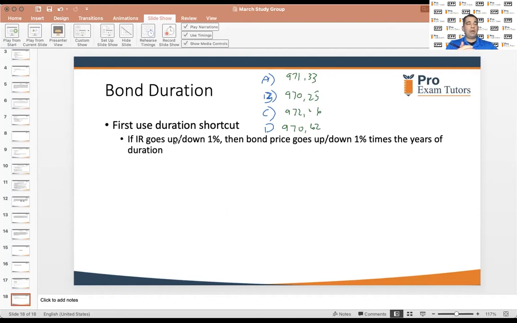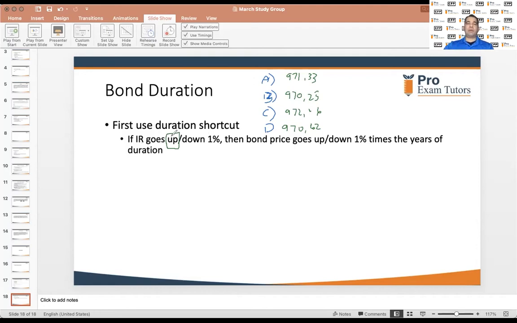In the calculation, the only problem with it is that you very likely are going to forget to put in a negative sign in there. I'll show you that in a second. So here's our shortcut. If an interest rate goes up by 1%, this is telling us by what degree the bond price is going to move.